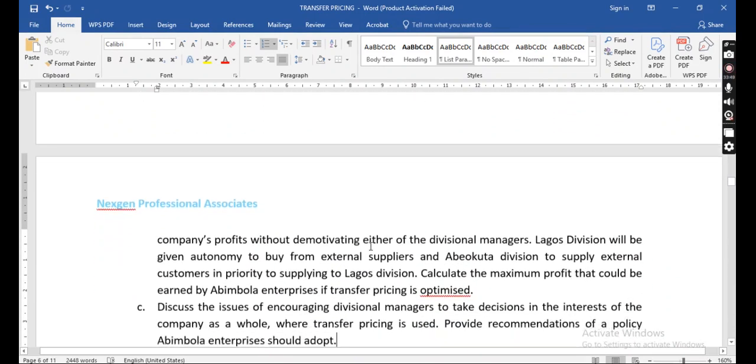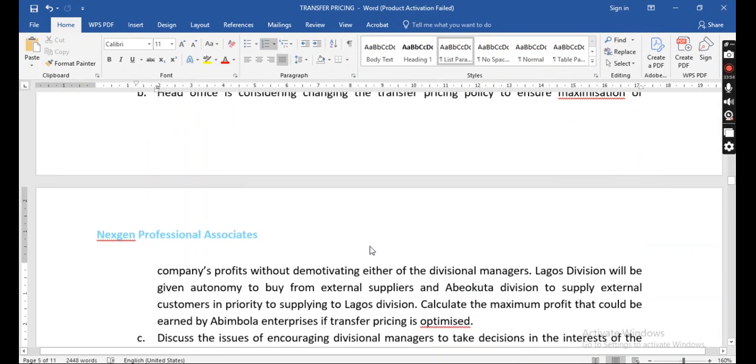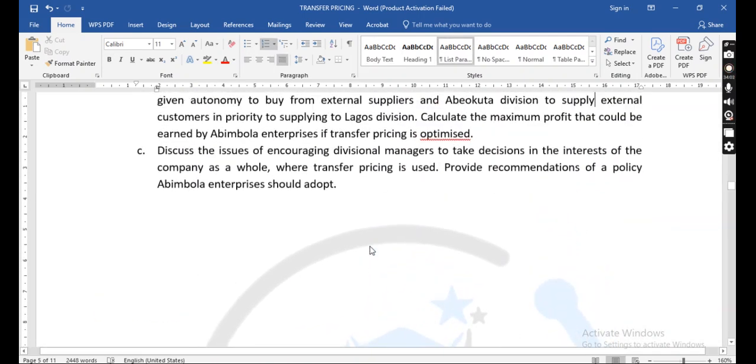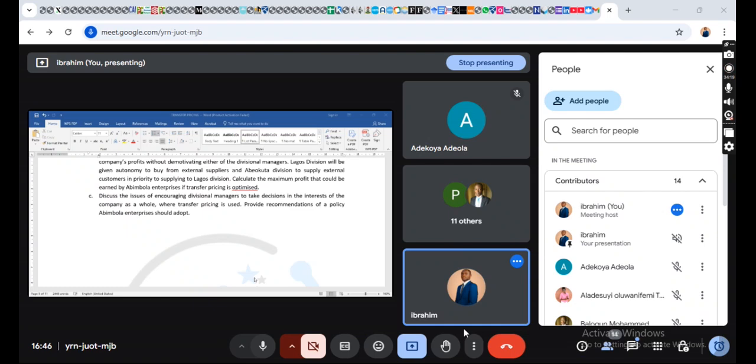Okay, the last part. So the B part says calculate the maximum profit that could be earned if transfer pricing is optimized, right? And you confirm that it is still the same, despite the fact that they still give them the autonomy. The whole group profit still remains the same. Now the C part of this question, who can try? Someone should just assist us with the B part. Quickly, I'm waiting, please.